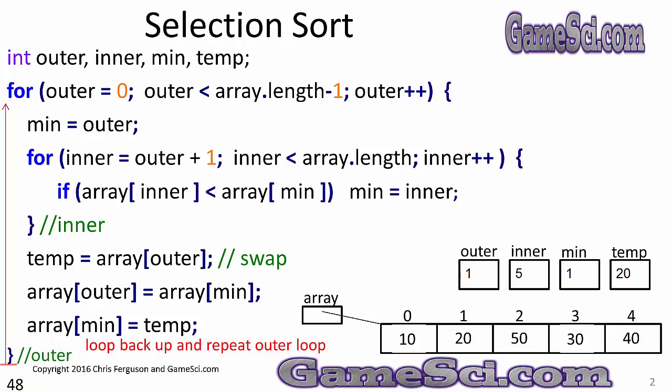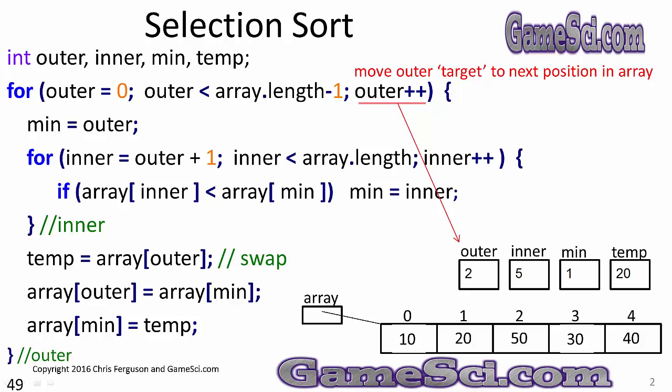We'll hit the end of the loop and we'll go back up and repeat the outer loop. Outer plus plus will move the outer target to the next position in the array. Notice how our outer has gone to 2. We're going to start here. The next scan we're going to do is start here at position 2, or outer, and go down the array looking for the smallest value.